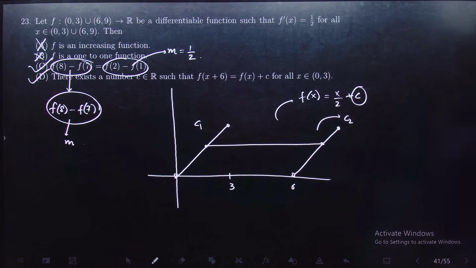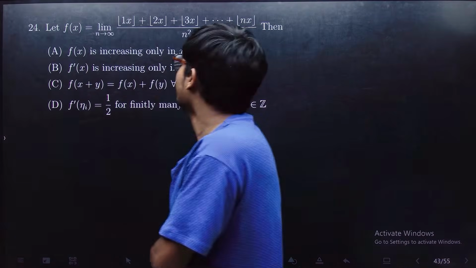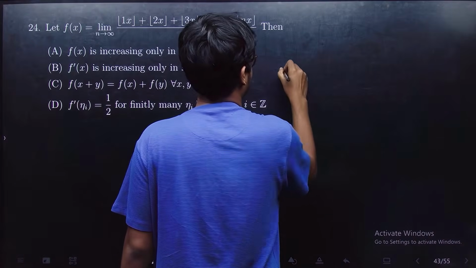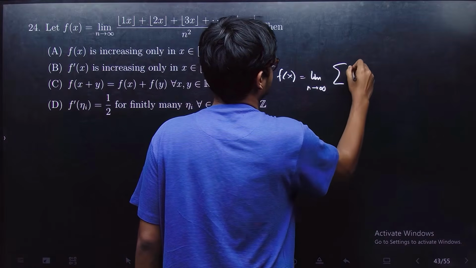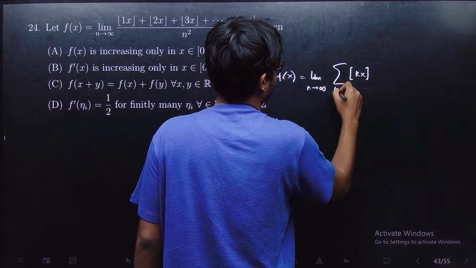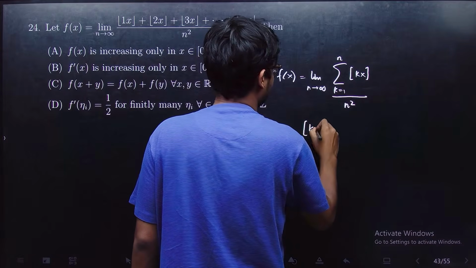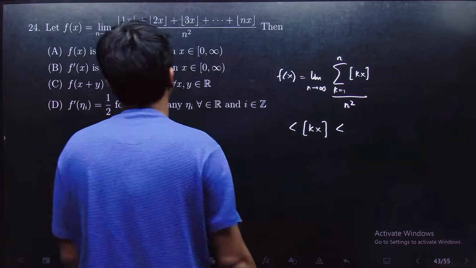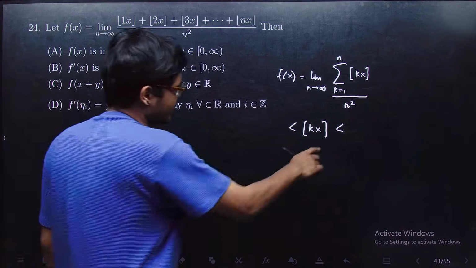Okay. Coming to the next one. You have a function that's defined as limit n going to infinity, summation of floor of kx, k from 1 till n, divided by n square, right? Now what do I know about floor x? So floor of kx is going to be bounded by, say I bounded between, what should I bound it by? Or do I need to bound this? Let's just go with this, okay?